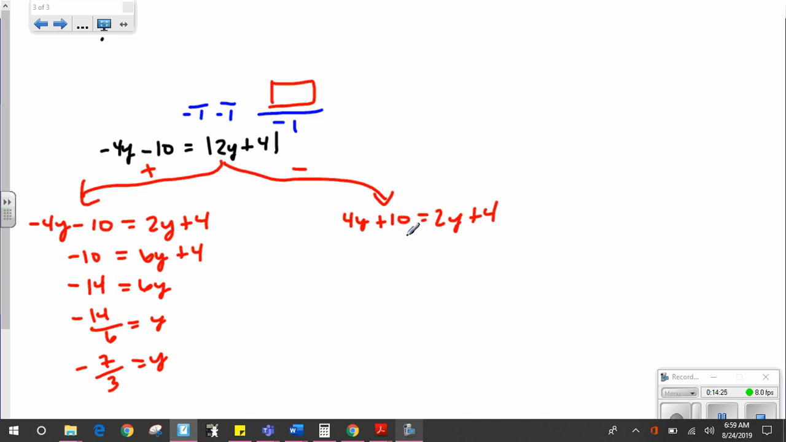On the opposite track, I would subtract 2y from both sides, which would leave me with 2y plus 10 equals 4. I then would subtract 10 from both sides, which leaves me with 2y equals -6. And then divide by 2, so y is equal to -3. And now we have to check our work with the original problem.